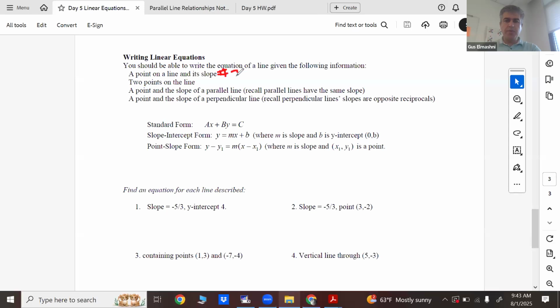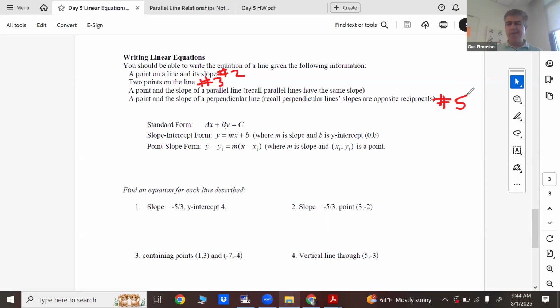So number 2 is like that first scenario, right? Do you see a point and a slope? You're given that. 2 points on a line, that's like number 3. If you're perpendicular to a line, that's like number 5. Anyhow, those are just some examples. And standard form, we have that. Slope intercept form, we have that. Point slope form, we have that.